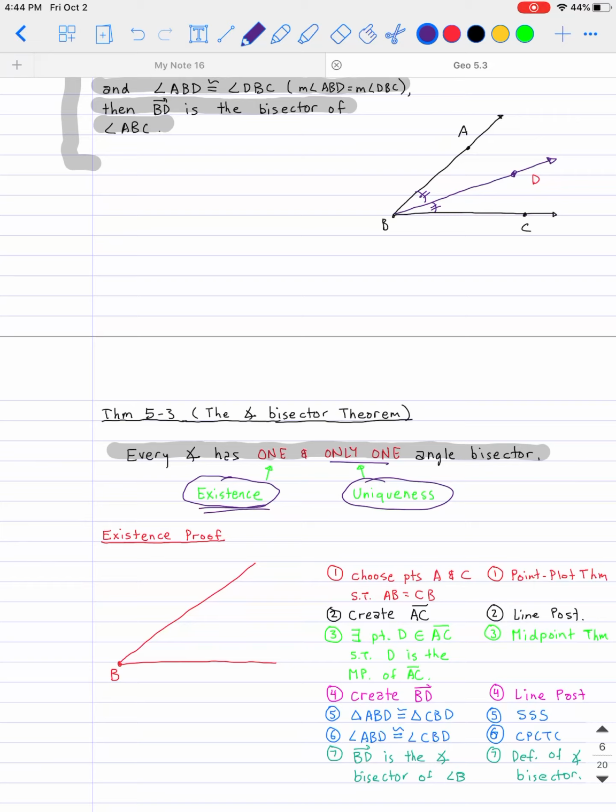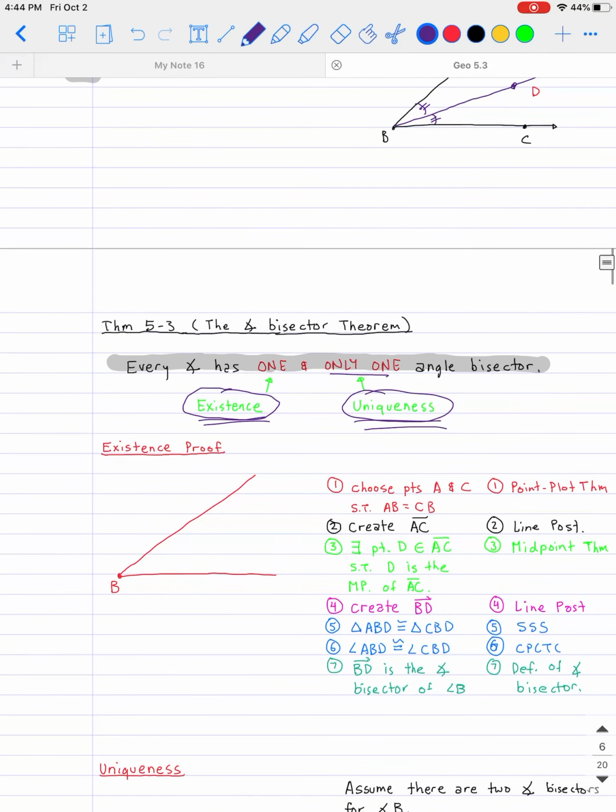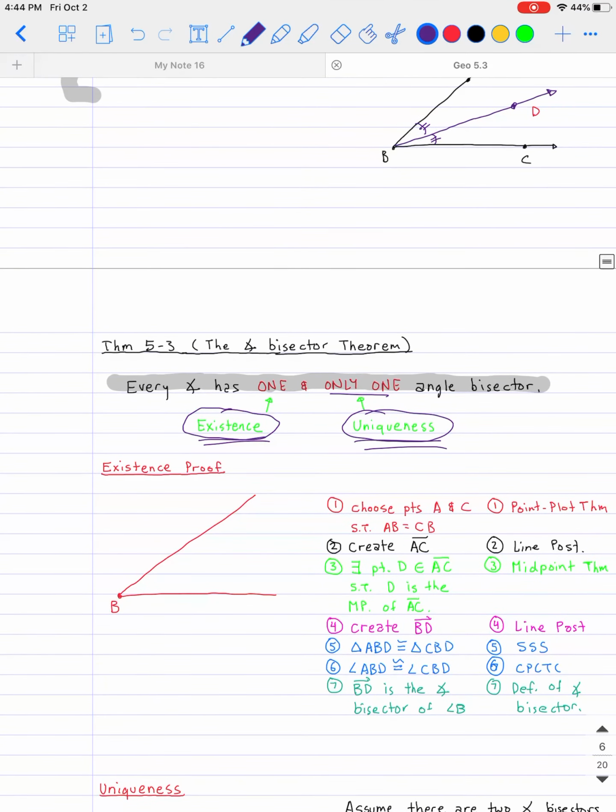So the first part shows existence, meaning that the angle bisector is there. The second part, the uniqueness, is saying that there is only one of those angle bisectors. So that means this has to be broken down into a two-part proof. We have to show the existence and then we have to show the uniqueness. So here it is, let's go ahead and go through it.